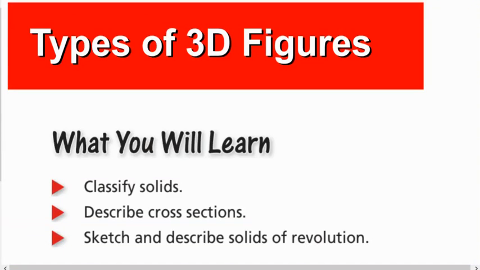Hello, in this video, we're going to be talking about types of three-dimensional figures. We're going to classify solids. Solids is another word for three-dimensional figures. We're going to describe cross-sections of those figures, and we're going to be able to sketch and describe what we call solids of revolution.